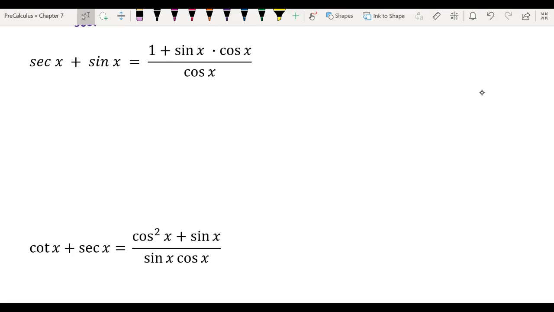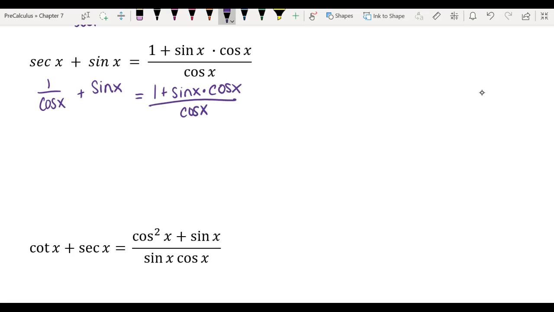All right. Do you want to try this one on your own, or do it together? Together? Okay. Secant of x, what are we going to change it to? 1 over cosine of x, plus sine of x equals 1 plus sine x times cosine x all over cosine of x. Common denominators. What do you have to multiply this by to have common denominators? Cosine. Good.